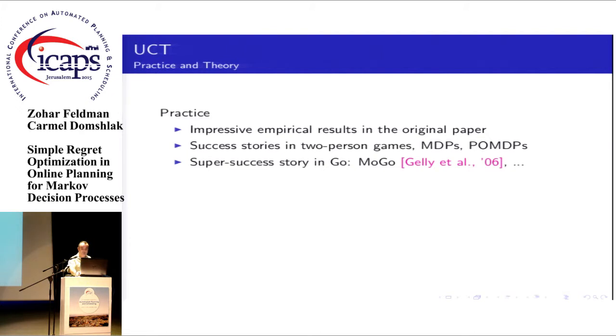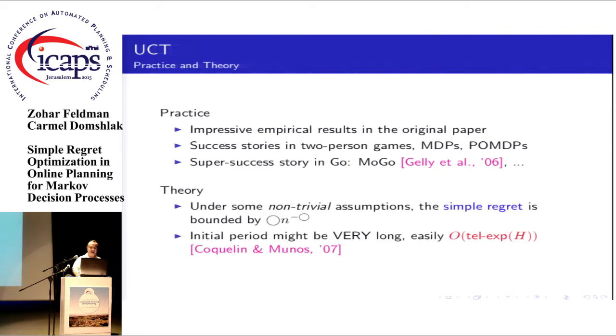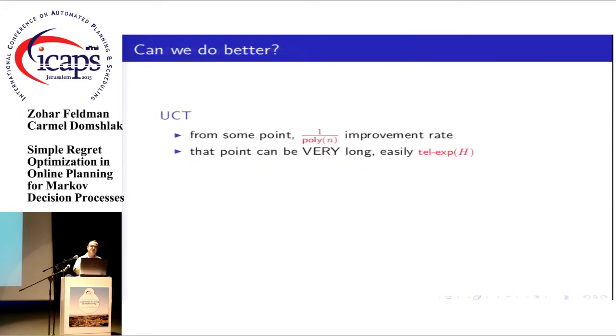This algorithm was quite successful, but it wasn't clear why. When people analyzed the theoretical properties of this algorithm, kind of sad things popped up. First of all, the algorithm guarantees convergence, but extremely slow. It basically guarantees only polynomial type convergence over time. Second, the initial period after which this convergence even starts can be extremely long, can be telescopically exponential in the planning horizon. And that was proven by Coquelin and Munos in 2007. So the question is whether we can do better.